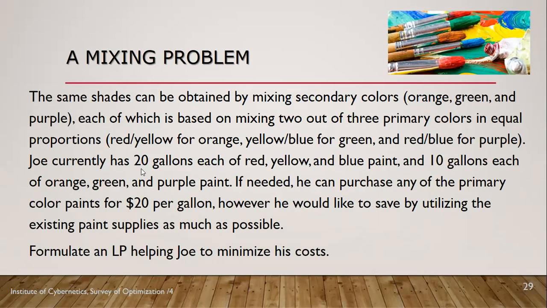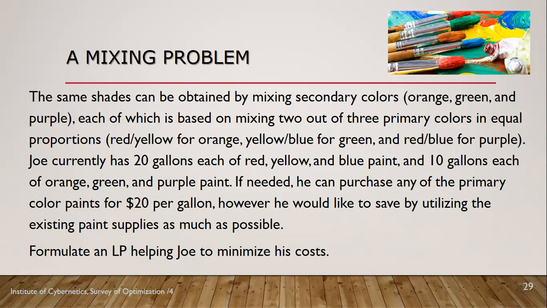For resources, he has 20 gallons of each of the primary colors. So it is 1, 2, 3; 20 times 3 is 60. And 10 gallons of each of the secondary colors: 1, 2, 3; 3 times 10 is 30. 60 plus 30 is 90, but he needs to obtain 100. Definitely he will need to purchase something.